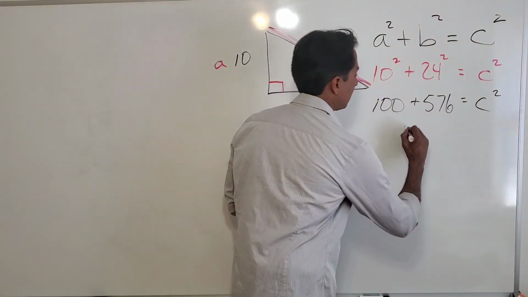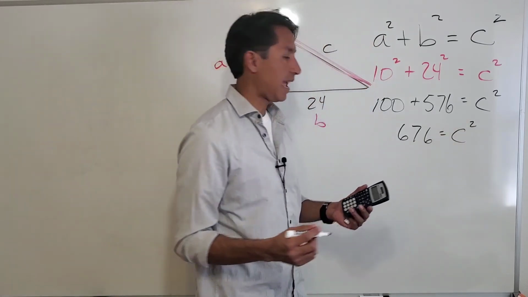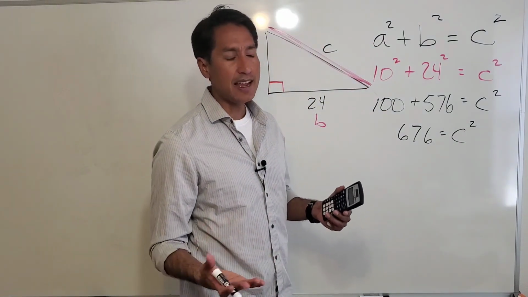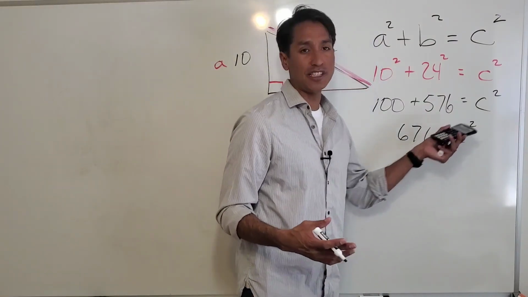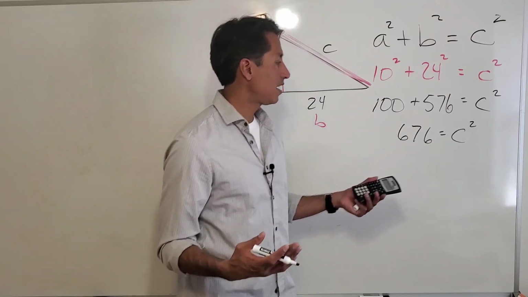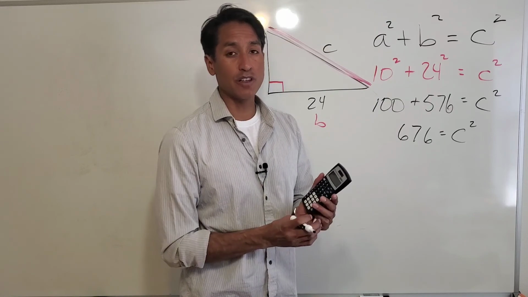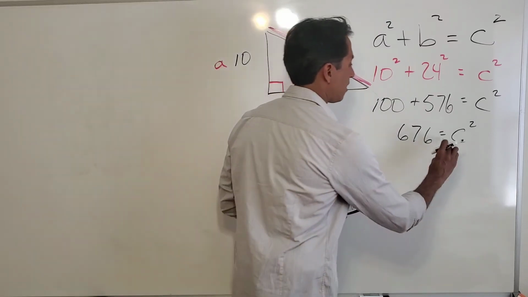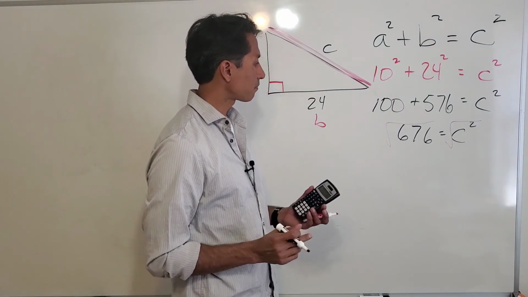Okay, now I need to combine like terms. 576 plus 100 is 676 equals c squared. And now I need to solve for c. I can't divide because this is c squared. If it was like 2c equals that, then yeah, I could divide both sides by 2. But because this guy is squared, I need to do the opposite of squaring, which is square rooting, right? So I square root this side, square root this side.